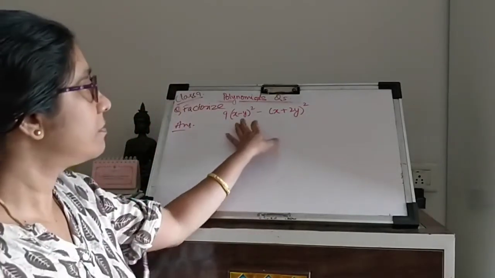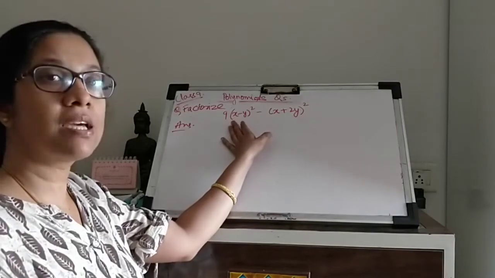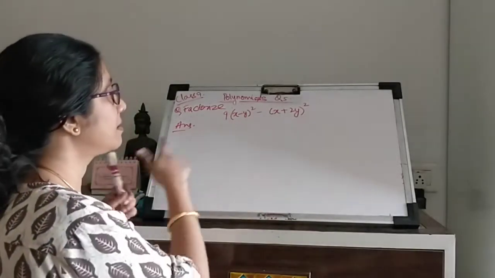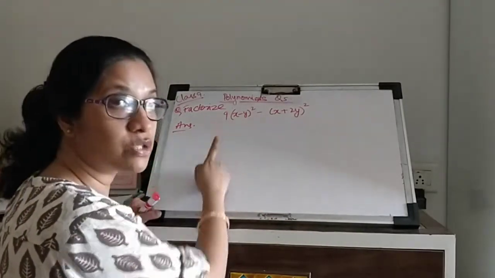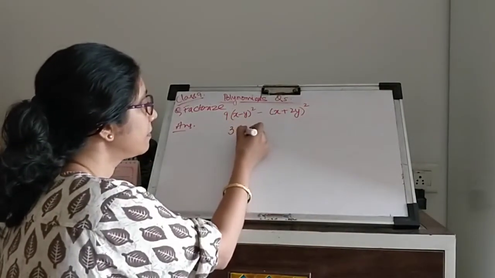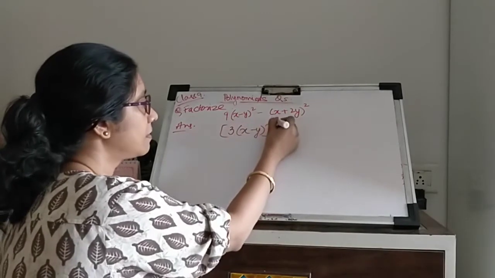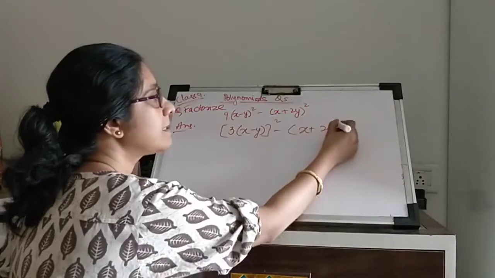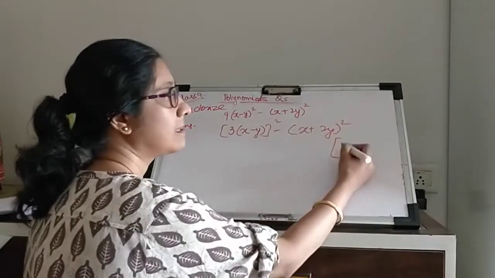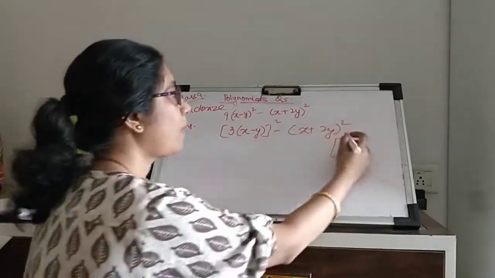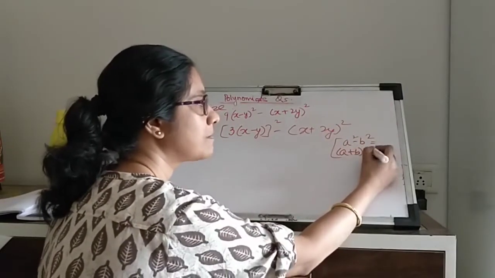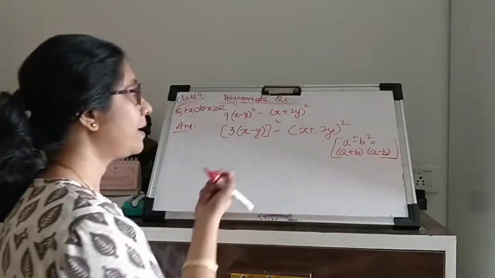In this particular case, what do you see? (3x minus y) whole square minus (x plus 2y) whole square. So these two are already whole squares. Remaining is 3, remaining is 9, which we know is also a whole square. Hence, how do we write it? This is what it looks like, right? And as I said, now we have identified this is of the form a square minus b square, which is nothing but a plus b, a minus b, right?